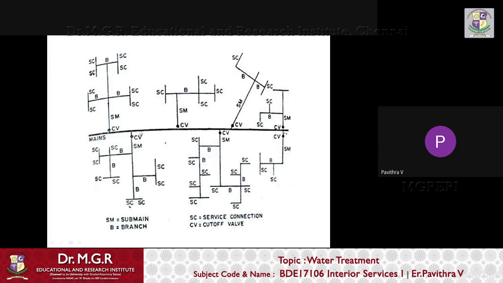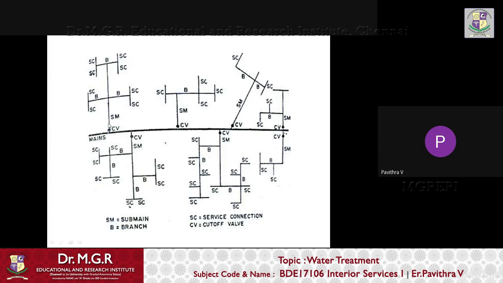So the main line, that is the main line that has been laid in the center of the city, will be subdivided into sub main lines. The main is divided into sub main, that is SM, the sub main. Then the sub main is subdivided into branches and then branch to the service connection. So this is the schematic diagram of the dead end system. That is main, from the main to the sub main to the branches, and branch to the service connection.